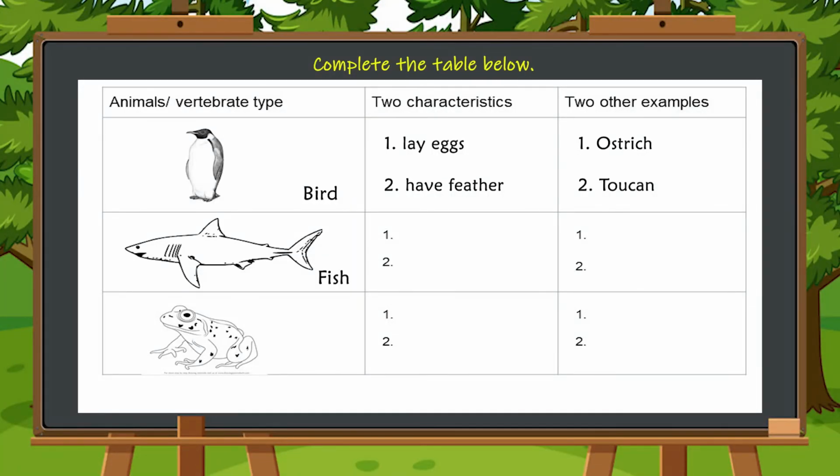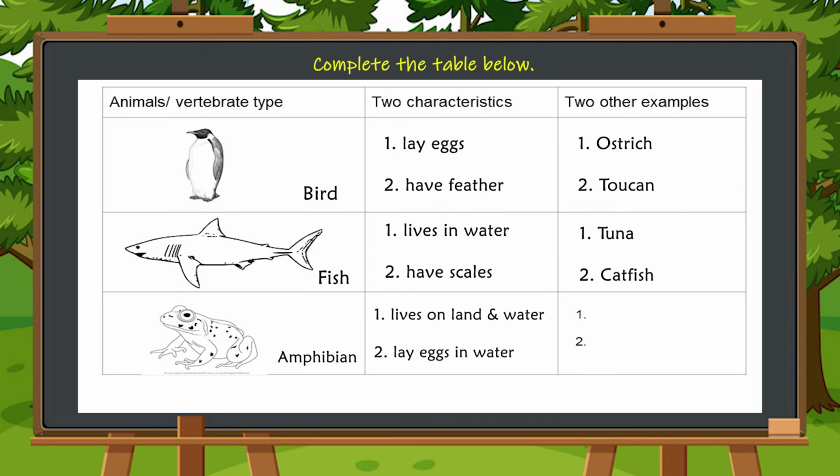For the fourth image, we were given a picture of a shark. Shark belongs to the fish vertebrate family. Two characteristics of fishes are that they live in water, and they have scales. Two examples of fishes are tuna and catfish.